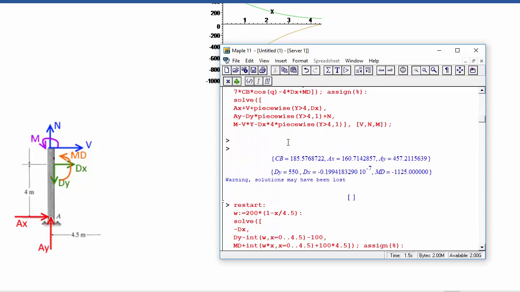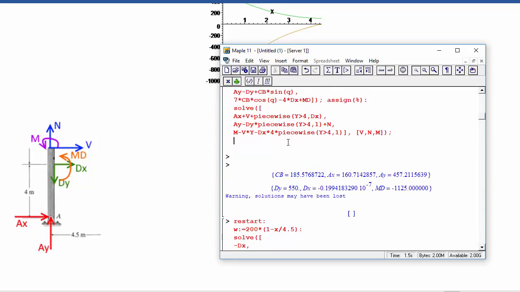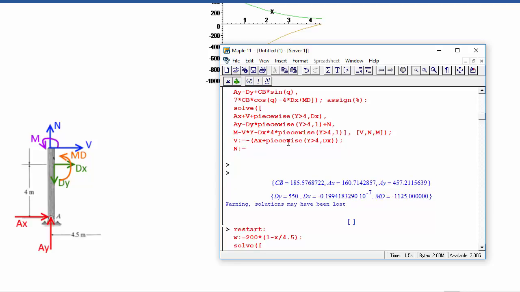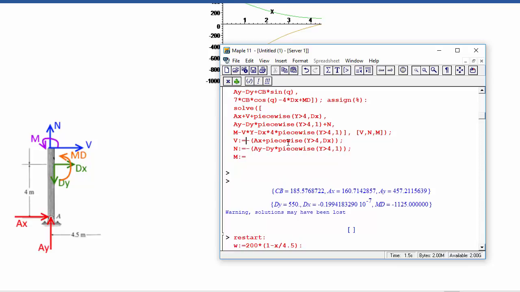Doesn't find it. So this is the situation we were talking about below. No problem. We can just manually solve these things. It tends to break down a bit with the piecewise functions. So that would mean we've got v is equal to negative that thing. From the second equation, when you move it over to the other side, n is equal to negative that thing. And m would be equal to negative that thing.